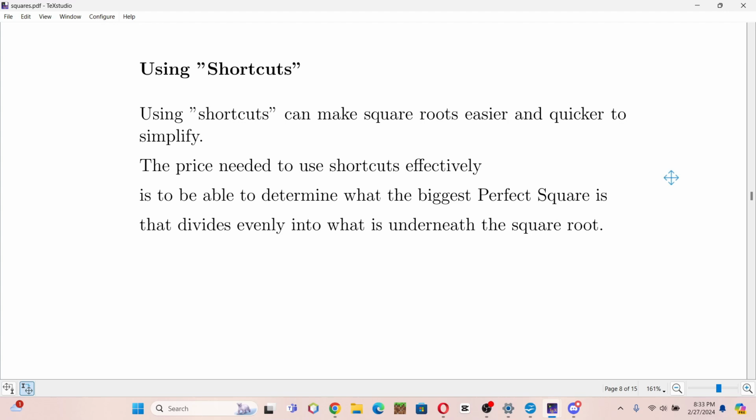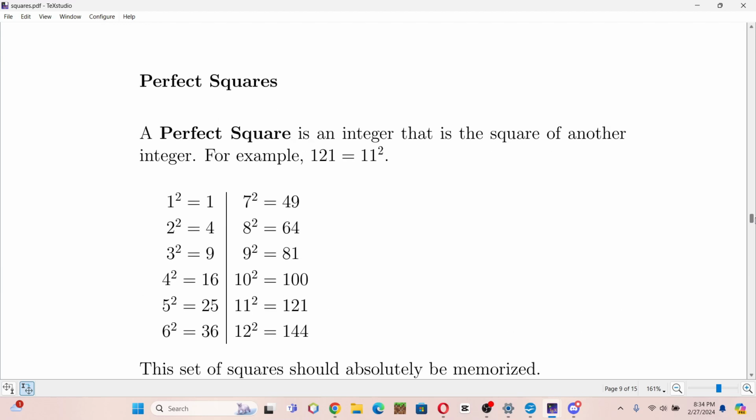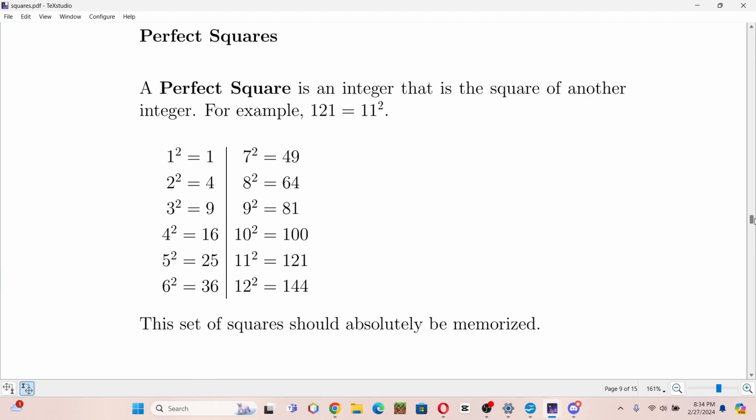I demonstrated how effective and accurate shortcuts can be. The idea is to figure out a perfect square that evenly divides into what is underneath the square root, and then to pull it out precisely and accurately. Finally, the formal definition of a perfect square is the square of an integer.